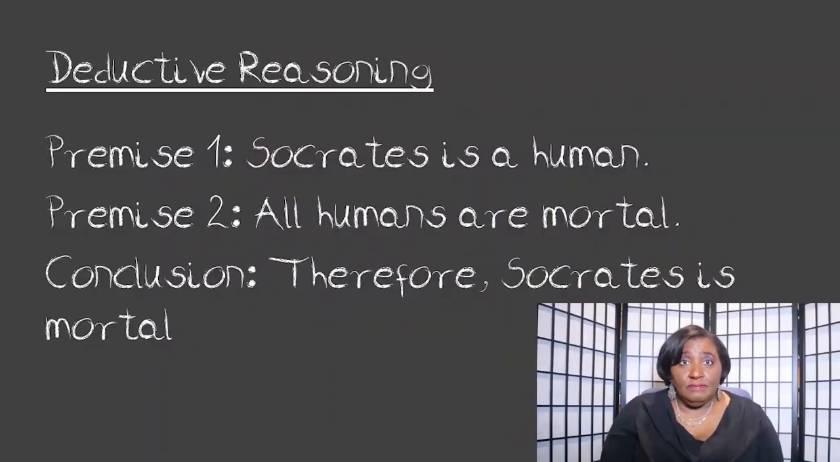Let's look at a commonly used syllogism. We start with the justified premise, Socrates is a human. How can we justify that? Well, while it's probably self-evident, if necessary, we could do a DNA test. Premise 2. All humans are mortal. Is that a justified premise? Yes. There hasn't been any human born who was not subject to death.